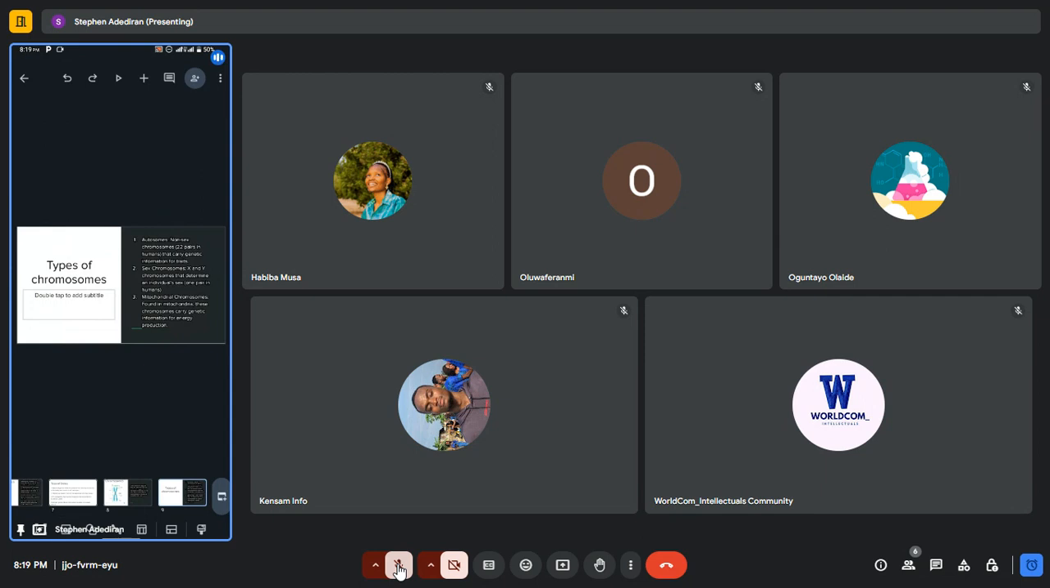Now, types of chromosome. Number one, autosomes. If you remember, I was talking about autosomes just now. These are non-sex chromosomes.